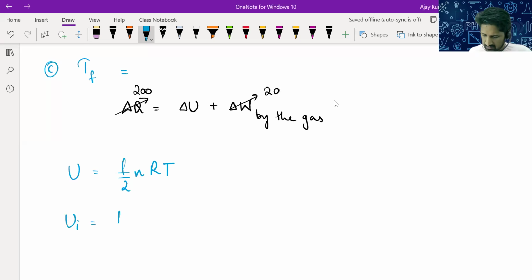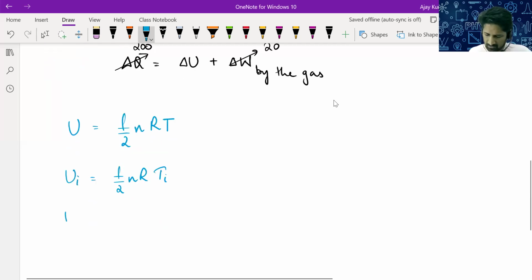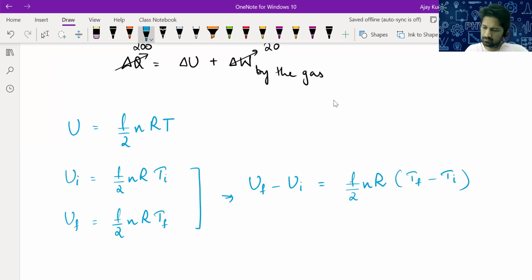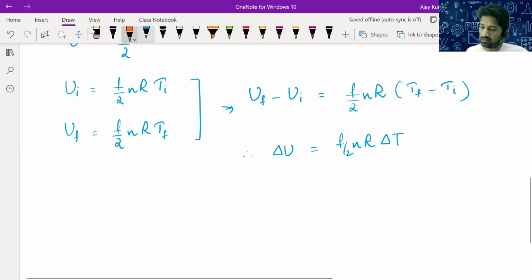So you can write it this way. Initial internal energy is F by 2 nR times initial temperature. And final internal energy is F by 2 nR times final temperature. Then you subtract these two. Final internal energy minus initial internal energy becomes F by 2 nR, those terms are not changing, multiplied by final temperature minus initial temperature. Therefore, the change in internal energy, delta U, is F by 2 nR delta T. This is how we are going to make use of that internal energy formula while solving problems in thermodynamics.